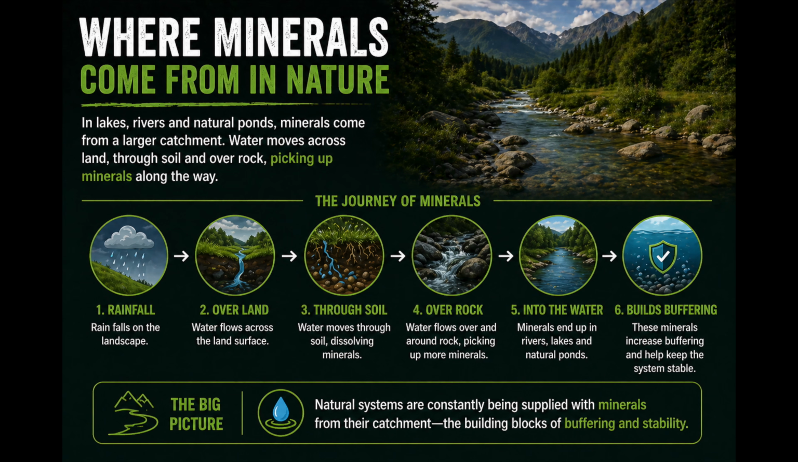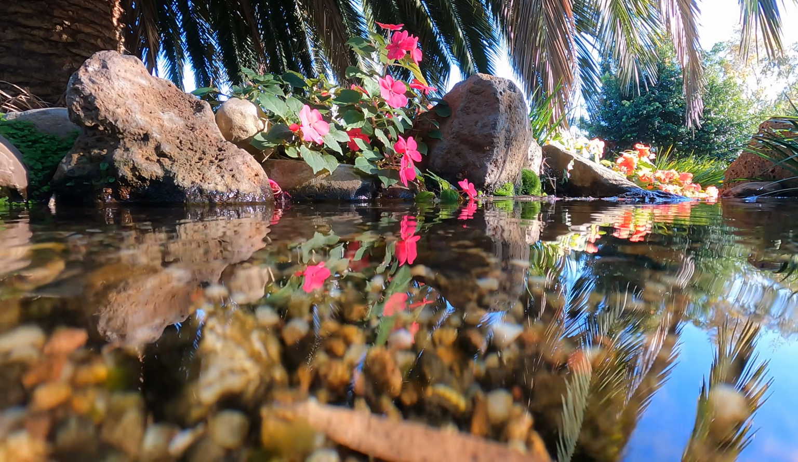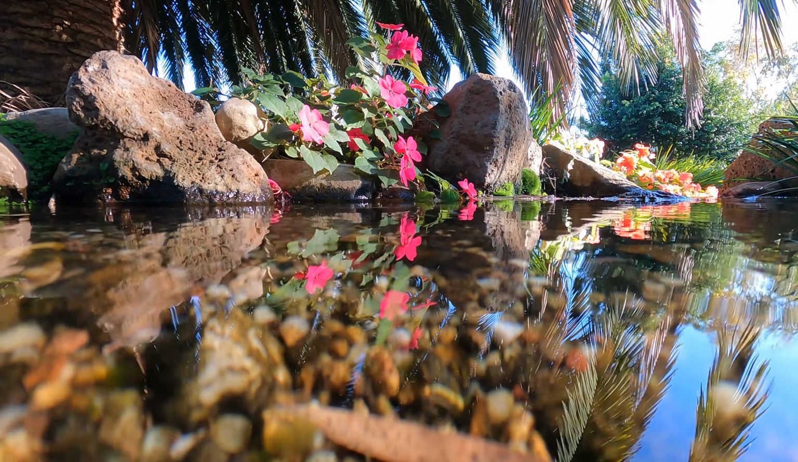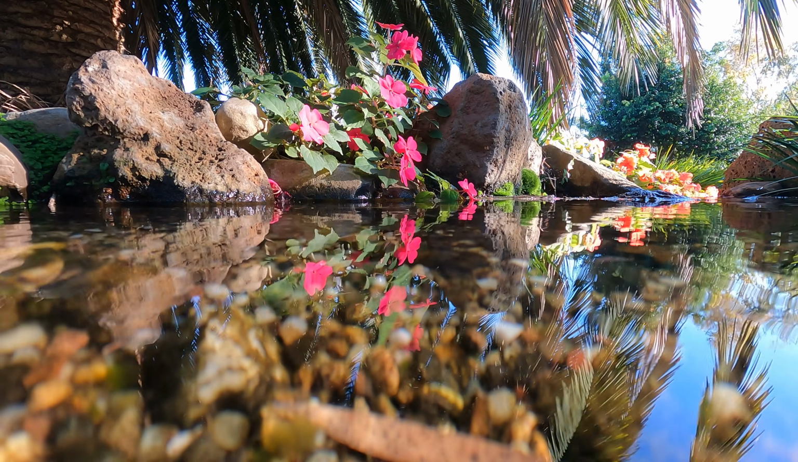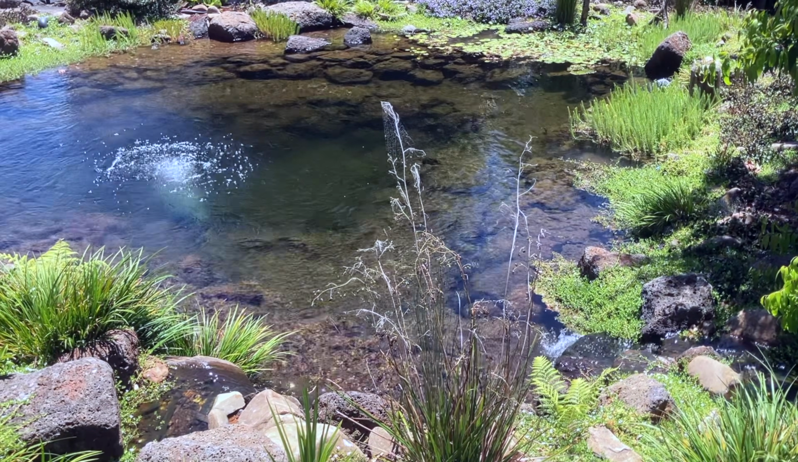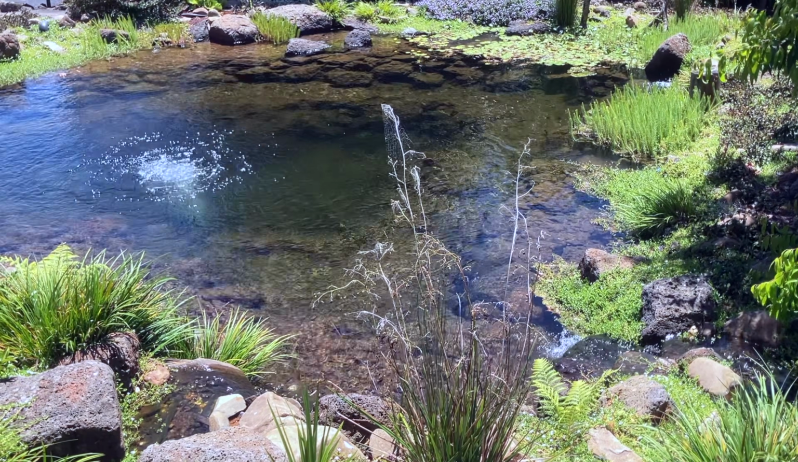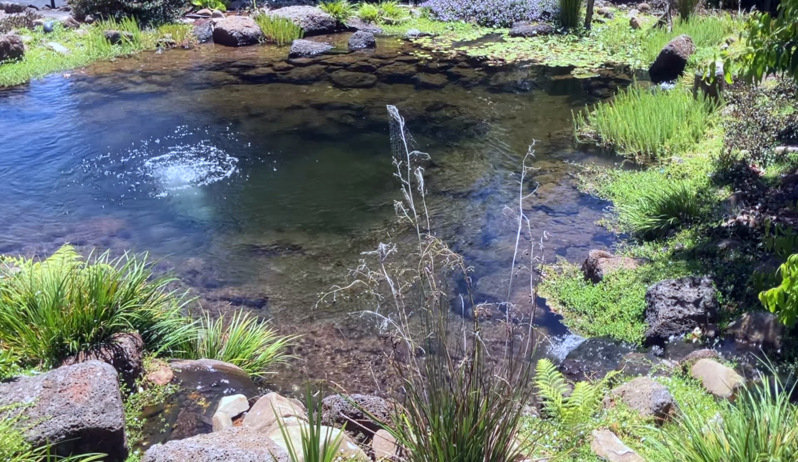Another big part of this is where those minerals actually come from in nature. In lakes, rivers, and natural ponds, they're all part of a larger catchment. Water moves across land, through soil, over rocks, and as it does, it picks up minerals along the way. Those minerals end up in the water and contribute to buffering. So natural systems are constantly being supplied with the things that they need to help stabilise them. In a backyard pond, especially when relying heavily on rainwater, you don't always have that same input, so the system can stay very clean, or have a lower TDS.